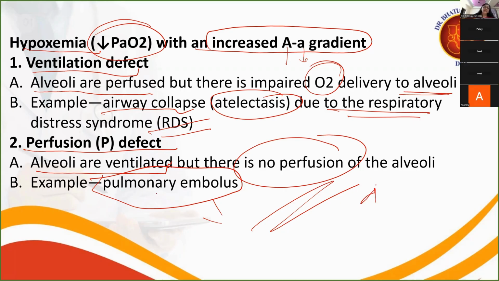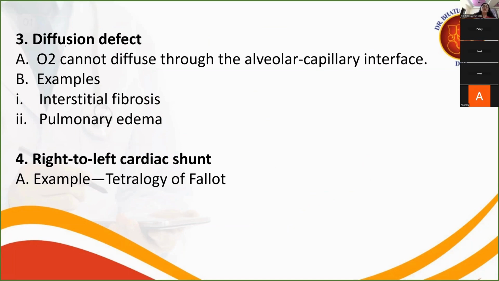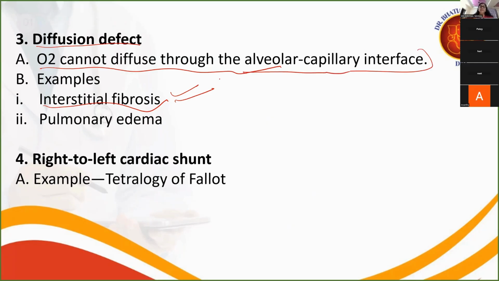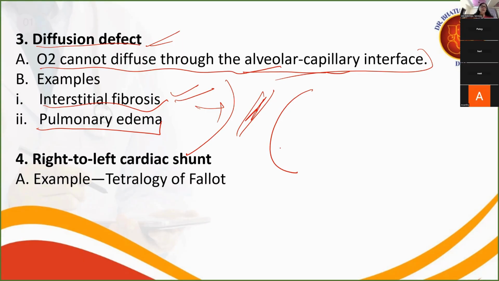One is because of decreased blood supply, one is because of decreased ventilation. Then there are diffusion defects, that is, oxygen cannot diffuse through. For example, a case of interstitial fibrosis. If there is lung damage, oxygen cannot diffuse through the alveolar capillary interface. Or there is pulmonary edema, again a cause where there is interstitial fluid, so there is a lot of fluid between the alveolar wall and the arteriolar wall.